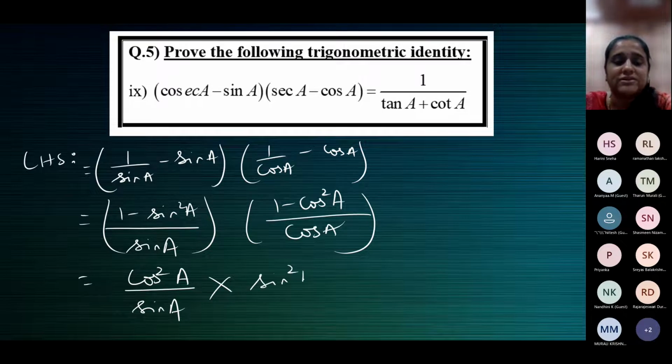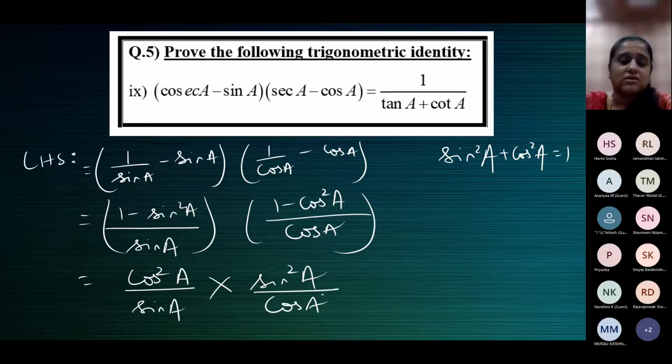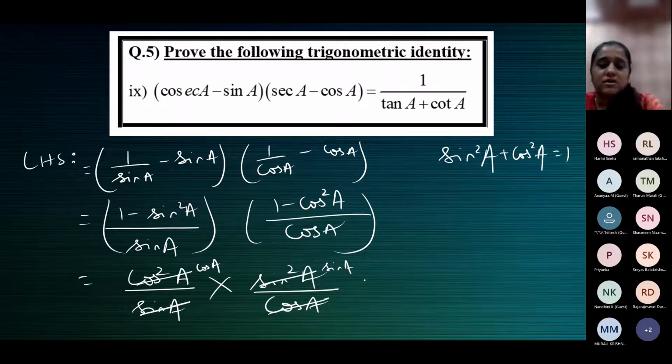1 minus sin square A, because sin square A plus cos square A is equal to 1, is the identity. So sin square A is equal to 1 minus cos square A, and cos square A is equal to 1 minus sin square A. So 1 minus sin square A is cos square A, divided by sin A, into 1 minus cos square A, which is sin square A, divided by cos A. Now you can cancel cos A, and sin A. So we get sin A cos A.